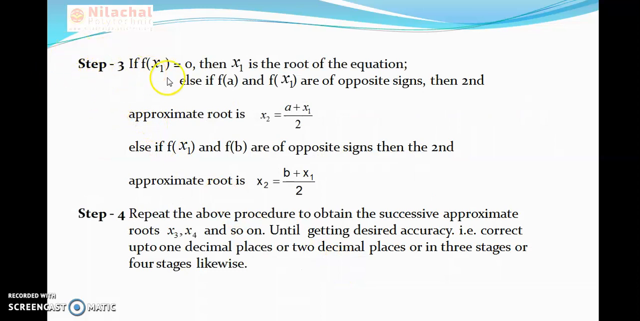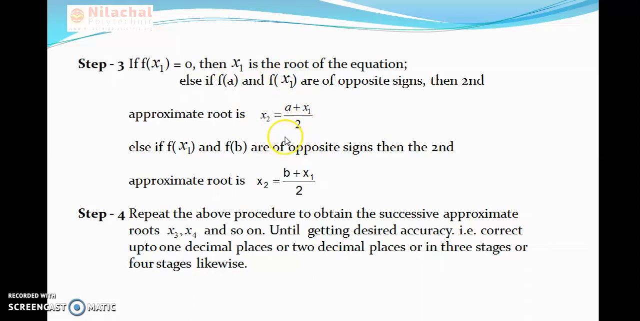Then come to the third step. Already you have obtained your x1 by using (a plus b) by 2. Then you put this value x1 in your function. If f(x1) equals 0, then x1 is the root of the equation. Clear? Otherwise, if f(a) and f(x1) are of opposite sign, then the second approximation root is x2 equals (a plus x1) by 2.